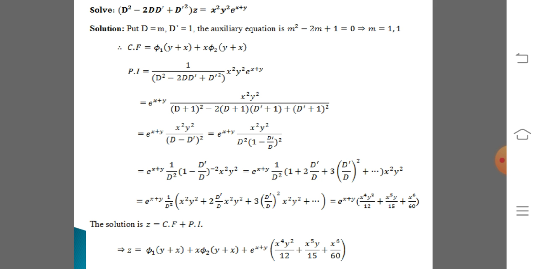So, by taking the terms in the numerator, we do the operation first. After completing the numerator operations, we can take the denominator. So, we have D dash in the numerator and D in the denominator. Similarly, there is a 1 by D square outside. So, 1 by D square stands for the integration with respect to x twice.